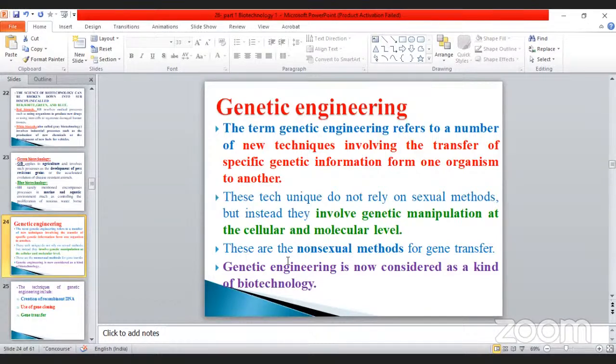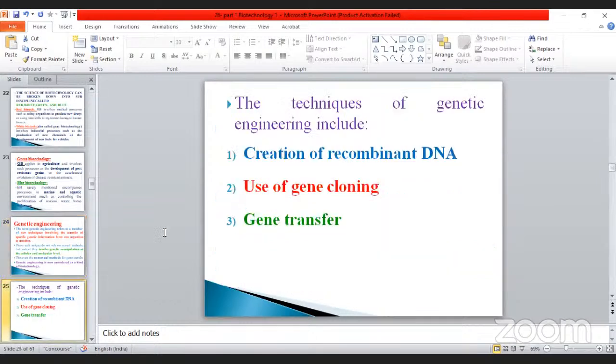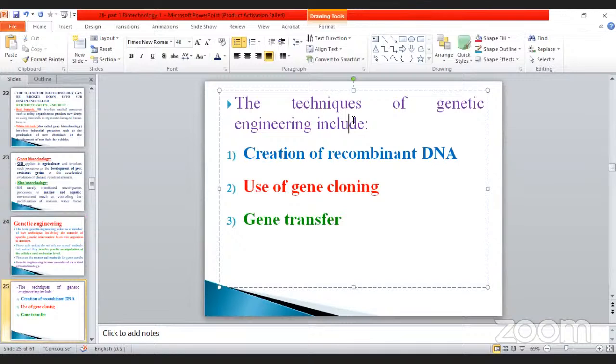What is the next one? These are the non-sexual methods for gene transfer. Genetic engineering is now considered a kind of biotechnology. Okay, it's nothing but a type of biotechnology. Genetic engineering is a part of biotechnology. Okay, this is very, very important, my dear students. You understand? Okay. Next, the techniques of genetic engineering include, what are the techniques they are using? They have been reported. There are three types.